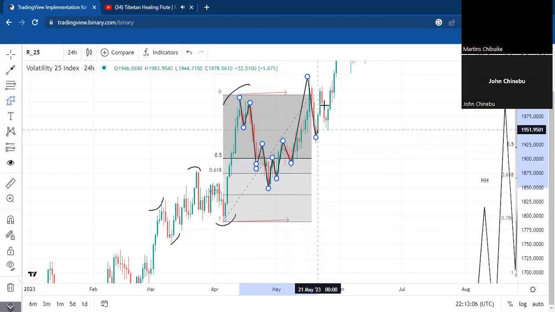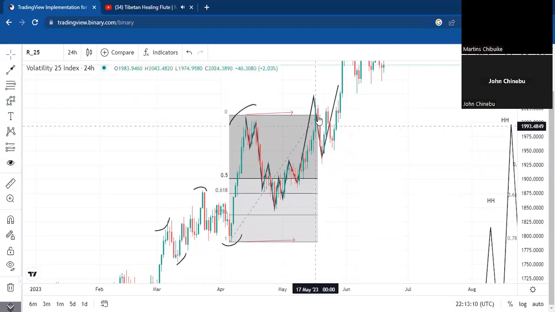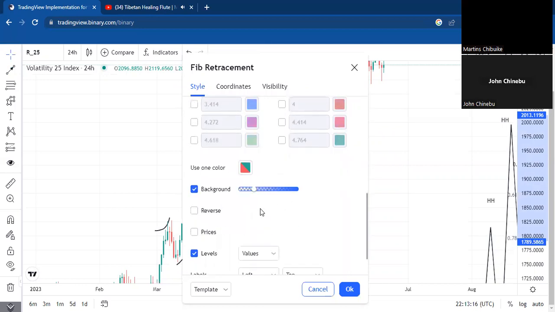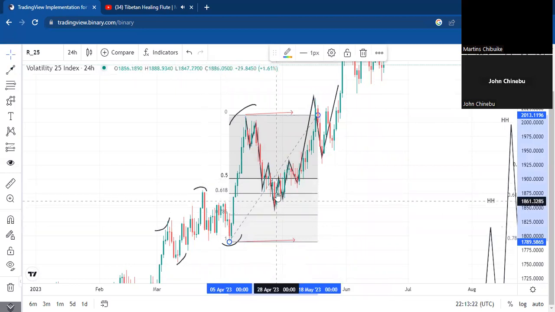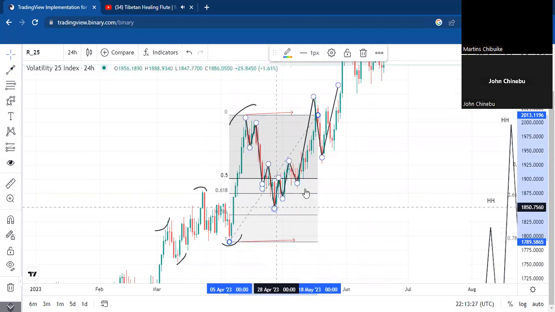I see it. So this is the power of discount and premium zone. Yes, this is the power of discount and premium zone. You saw it. So structure, the market came down and gave us discounts.